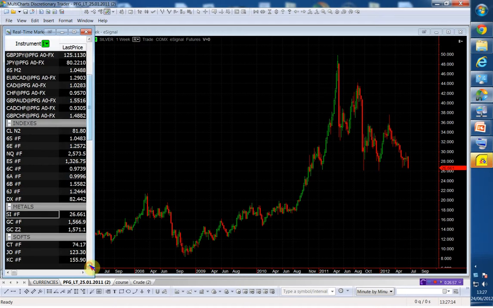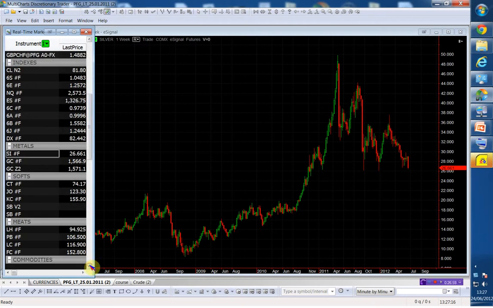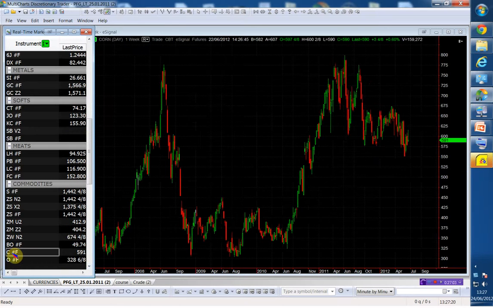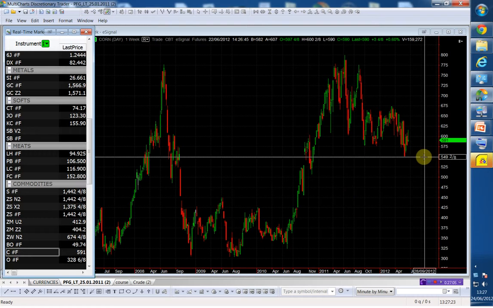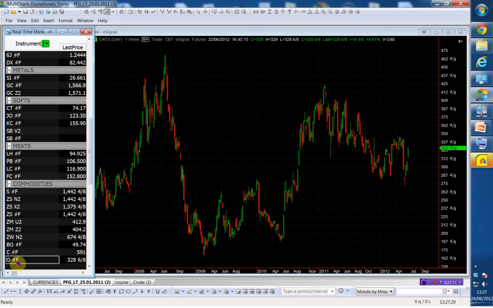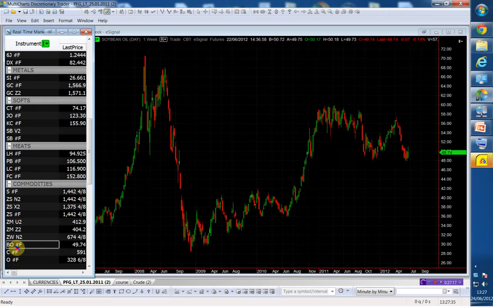If you look at some of the grains, again, there is nothing happening in the grains. Corn, nothing following through. Oats, again, it's coming into the winter, so they use it to feed the animals. Bean oil, nothing. Let's see what the soybeans are doing.